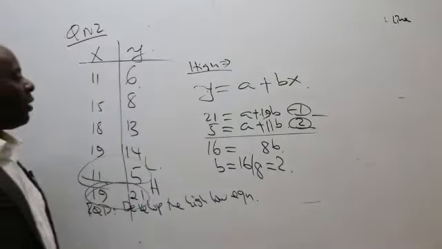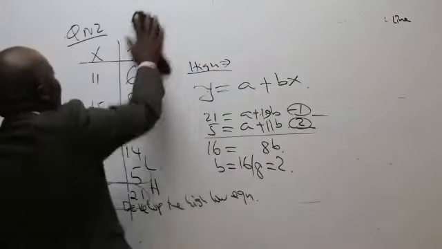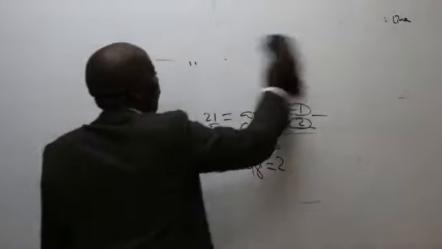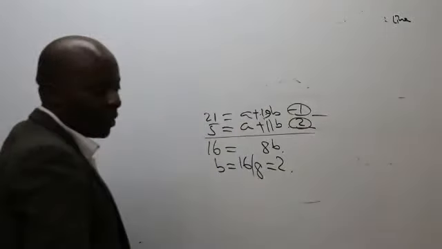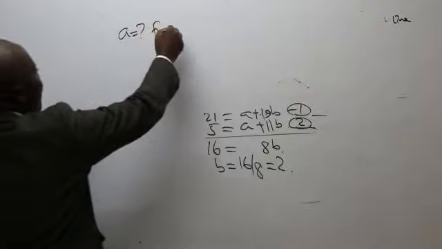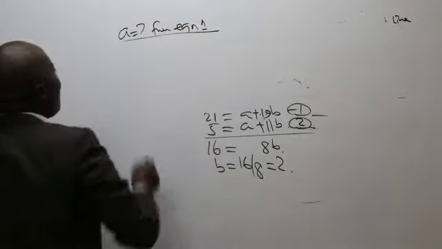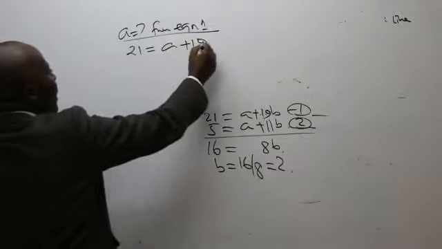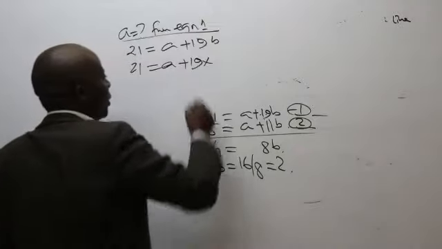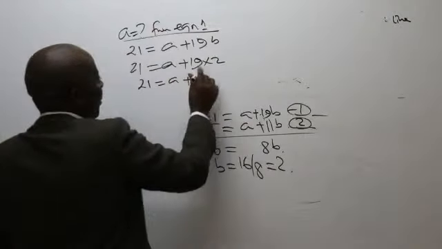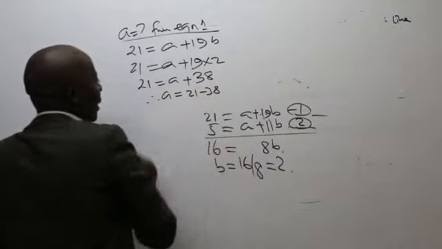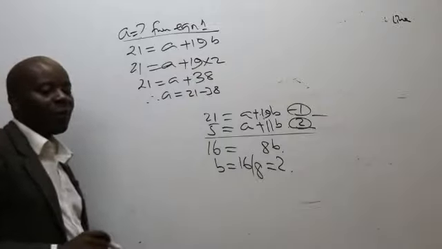After we get b, ladies and gentlemen, we know that the next thing will be for us to ascertain a. From equation number 1, we have 21 equals a plus 19b. So 21 will be equal to a plus 19b, where b is 2. So 21 will be equal to a plus 38. So that means a will be equal to 21 minus 38.